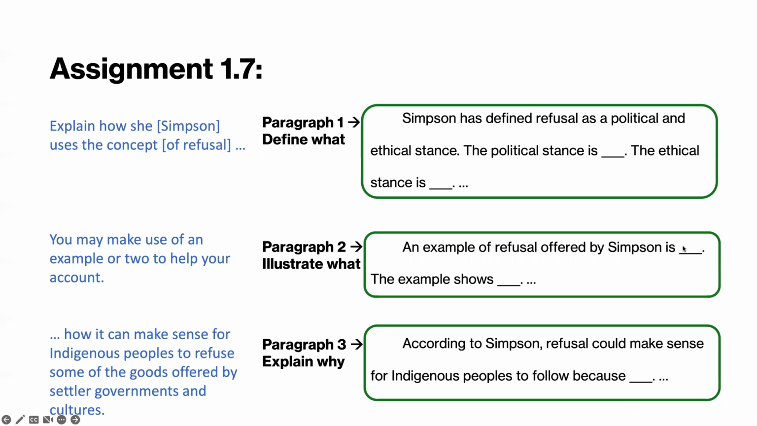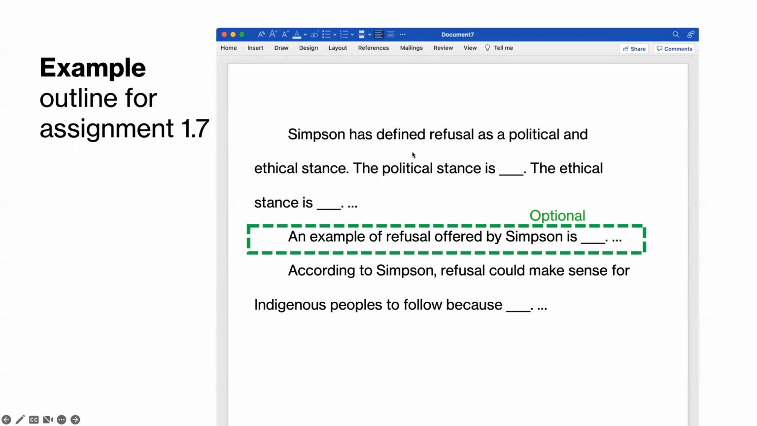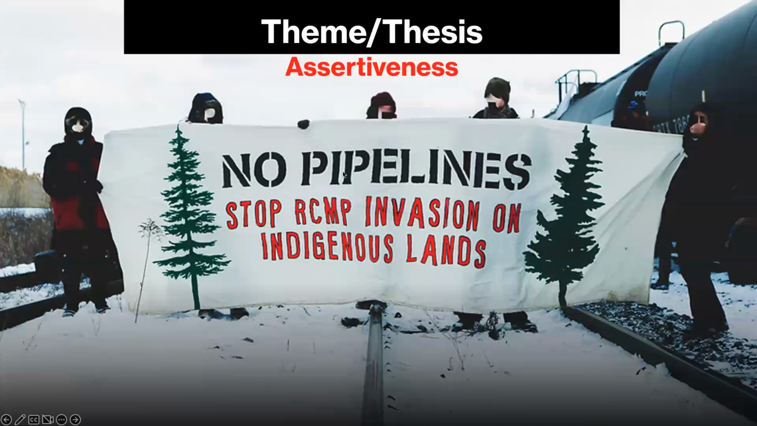Illustrating what? An example, showing the example. I'll explain that in the tutorial also. Explaining why, according to Simpson, refusal could make sense for the following reasons. I will go through that also in the tutorial. Put together, here's what it looks like, with the second paragraph being optional, as the assignment says.